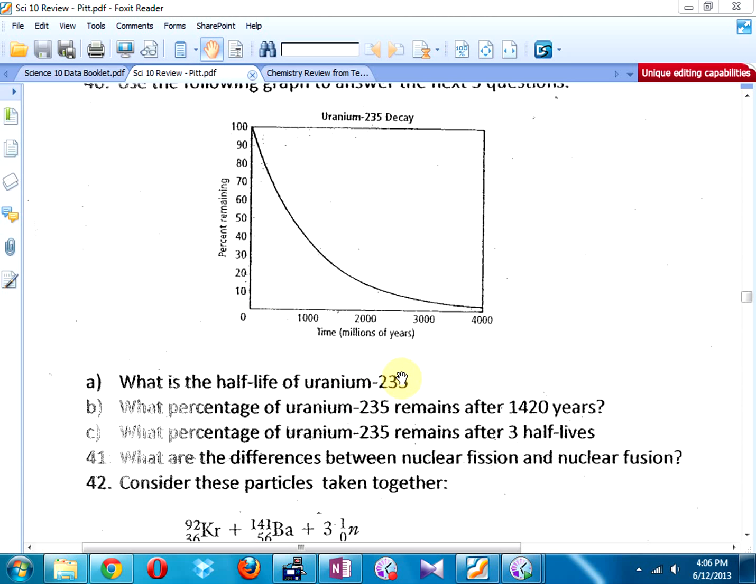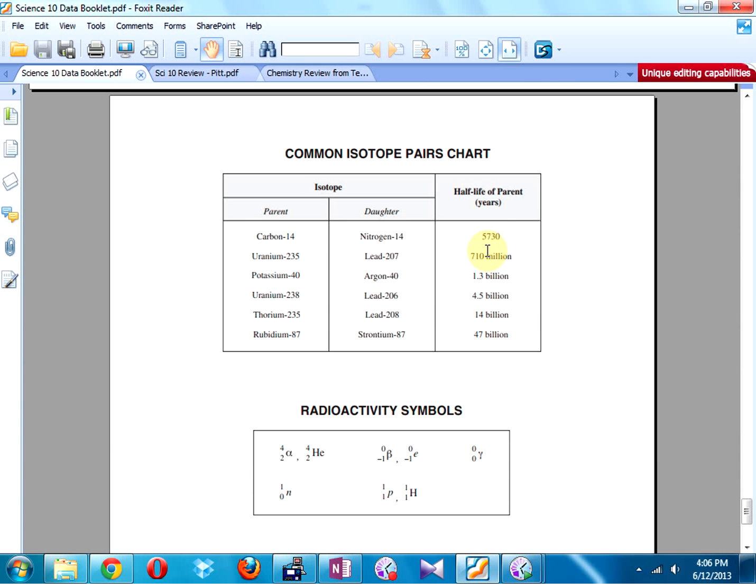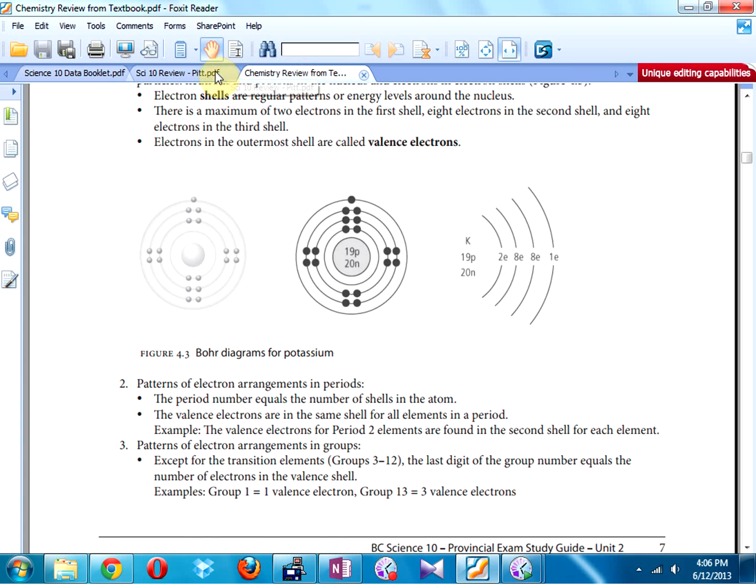I can get that from my formula sheet, but I can also get it from here. If you look, it's around, because this is when there's about 50% remaining, if I drop down, looks to be about 750. Okay? Officially, 710 million years.